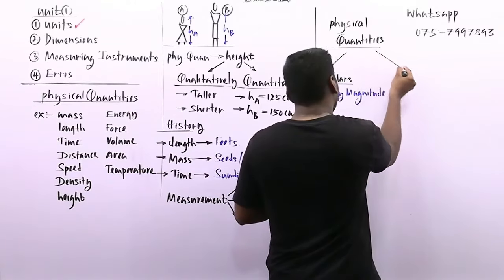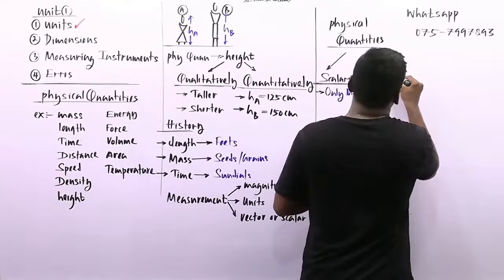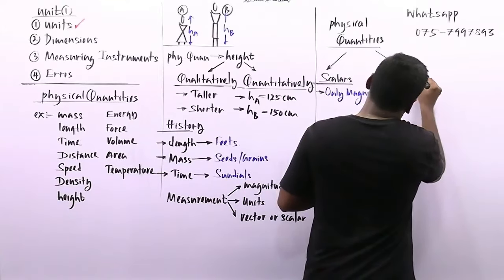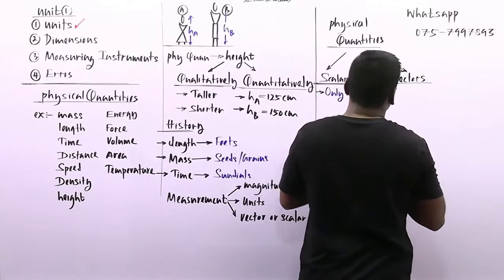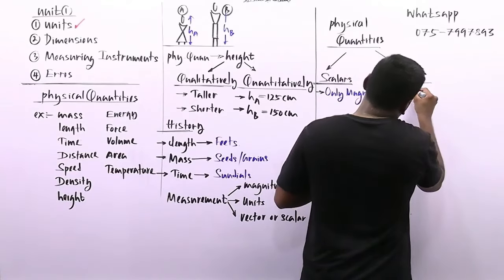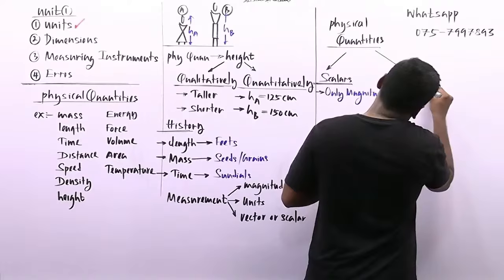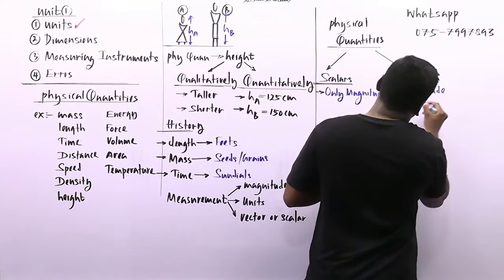Right? Vectors have both magnitude and direction.